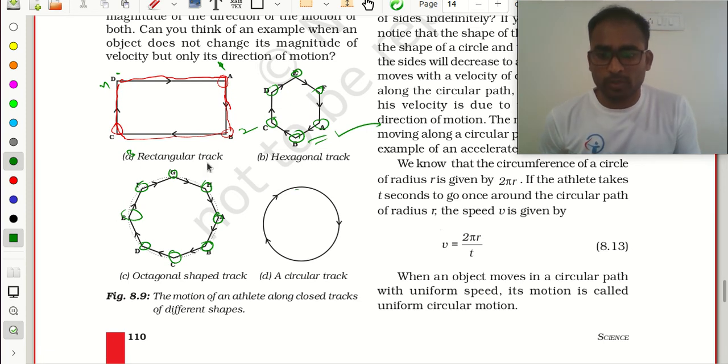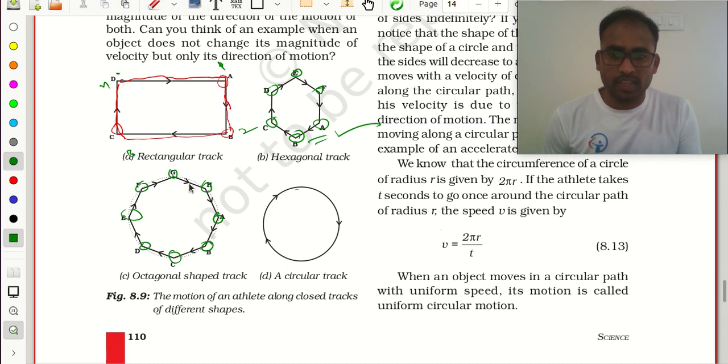Suppose how this circular track is formed. Now we have 8 corners. Suppose I have 16 corners, then this line segment and this line segment, the length of the line segment will be reduced. What is a circular track? A circular track is nothing but an infinite number of corners. That is why we are not able to recognize where the corner is.